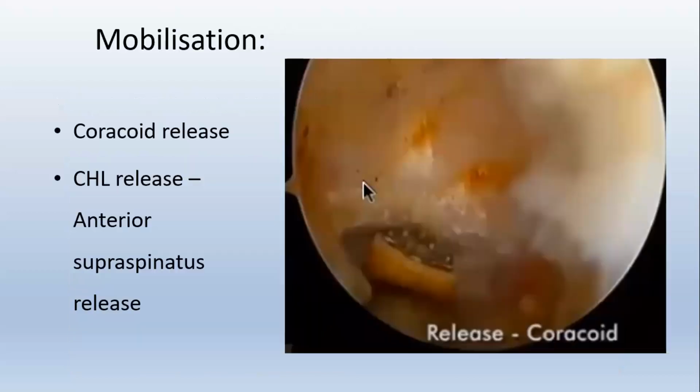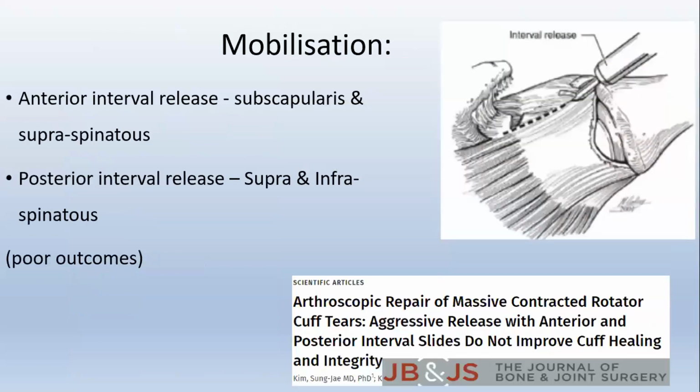And finally, coracoid release. Here, the coracohumeral ligament should be released, thereby releasing the supraspinatus from the adhesion. So finally, anterior interval release can be done. That is done between the plane of subscapularis, that is the rotator interval, and the supraspinatus. It should be done from the root of the biceps to the coracoid.